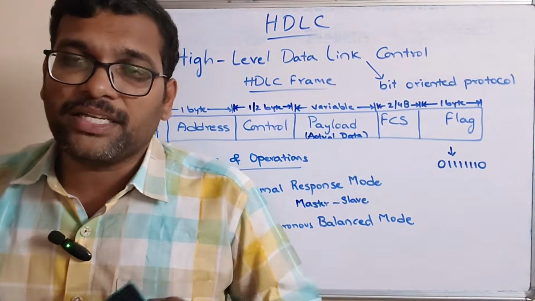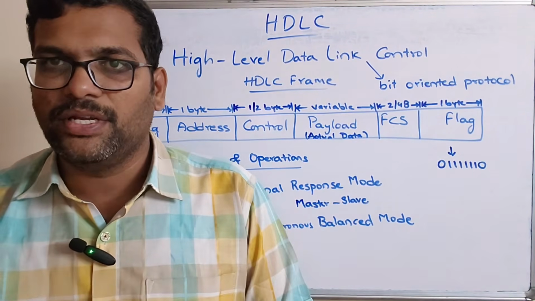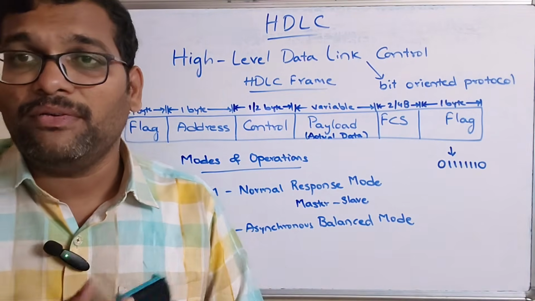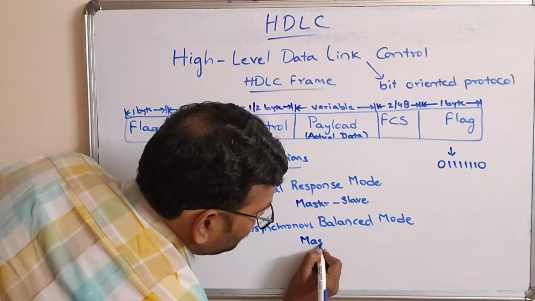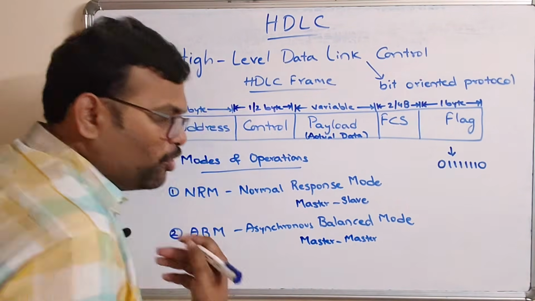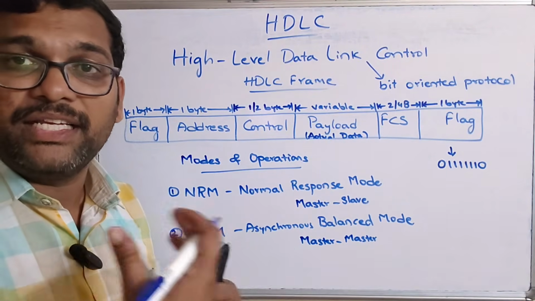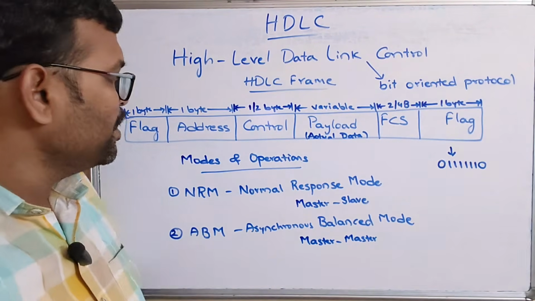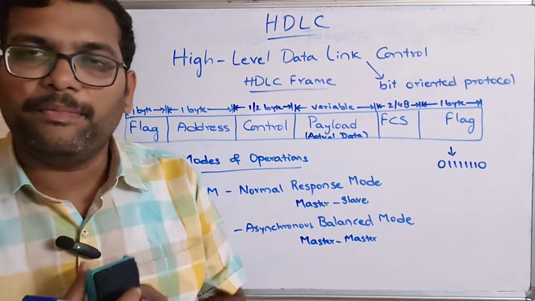At a time the sender can send messages as well as the receiver can also send messages. This is similar to our full duplex. Here both the sender and receiver will have the same privileges, so at a time both can send messages. So these are the different modes of operation in which the HDLC protocol can be implemented.